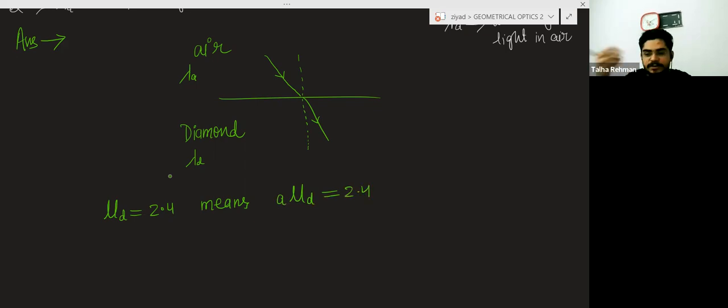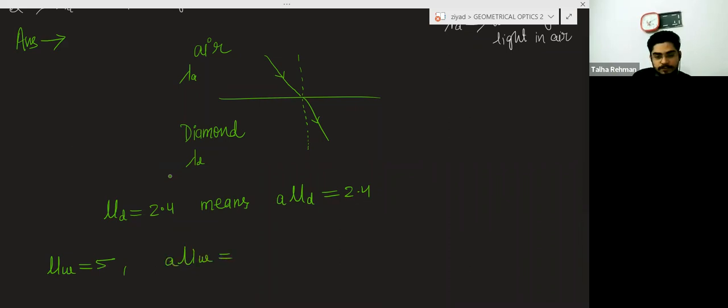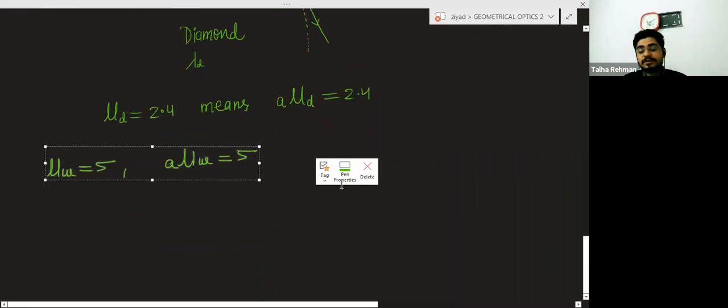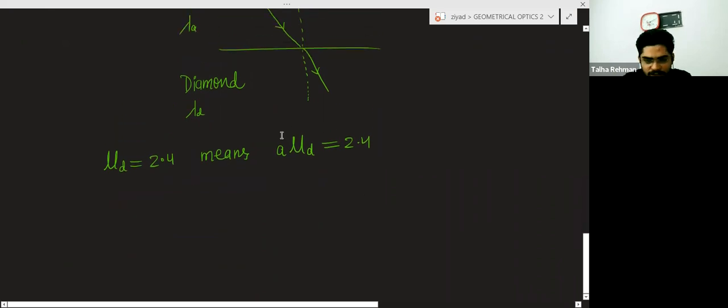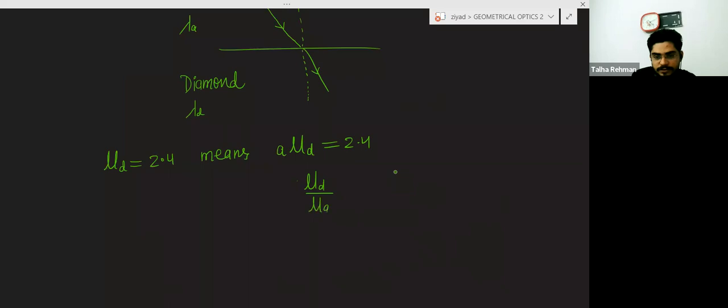Are you getting what I am saying? For example, it is given that the refractive index of water is equal to 5. So it automatically means that this refractive index is of water, but with respect to air. Always the absolute refractive index is with respect to air. So this is given. Now we know how to write this value. We can write refractive index of diamond divided by refractive index of air is equal to 2.4.